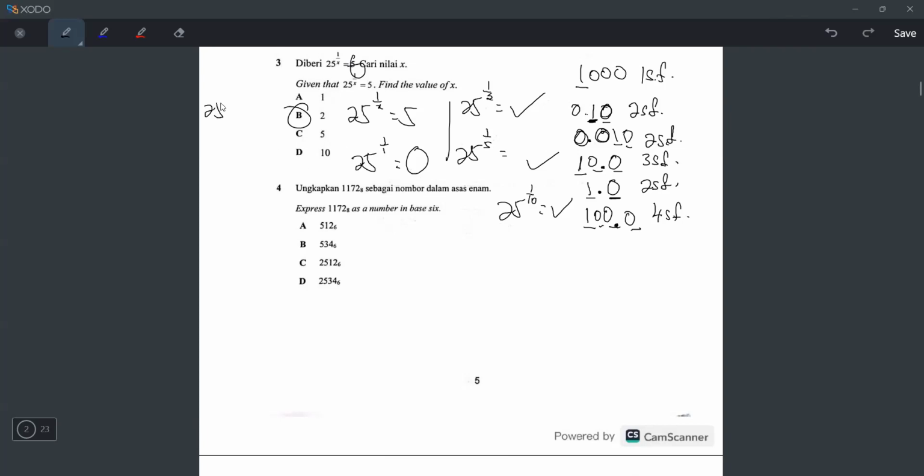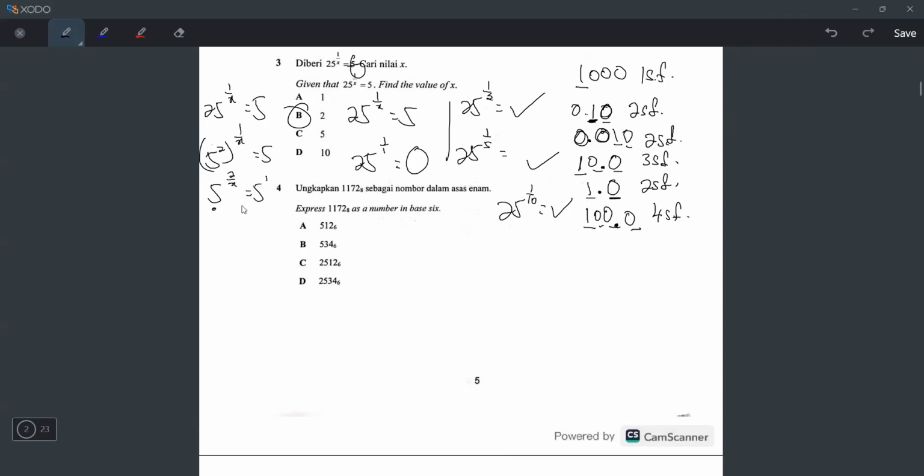So 25 power 1 over x equals 5, right? So we know 25 can change to base 5 because 25 is 5 power 2. But there's a 1 over x here, so I should write it also. So it should be 5 power, and these powers you will multiply together. So it will be 2 over x equals 5. And if there's nothing here, it means power 1.